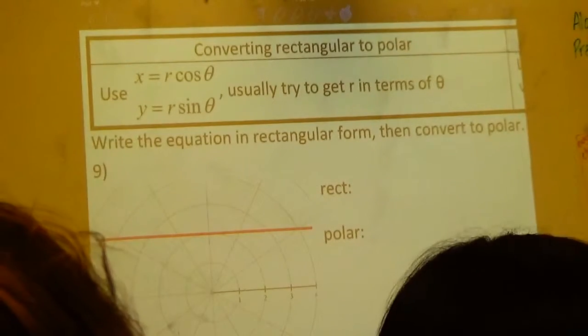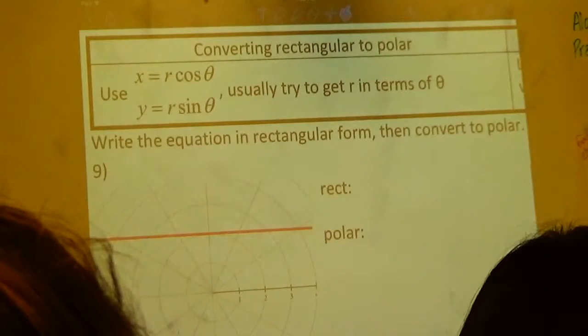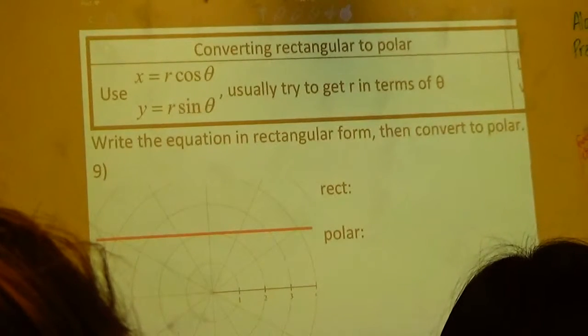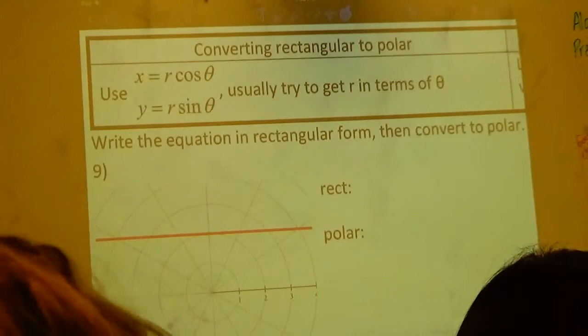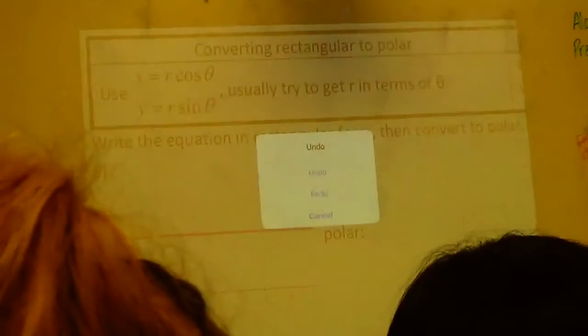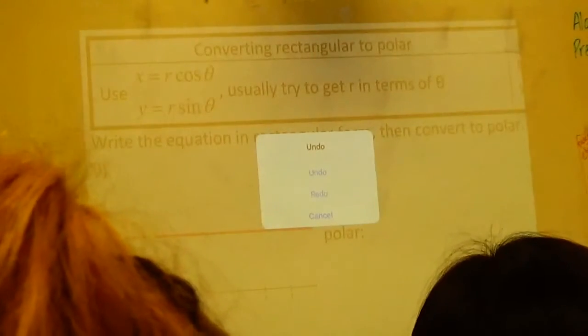Now, when we go from rectangular to polar, we want to use the stuff from Friday. x equals r cosine theta, y equals r sine theta.